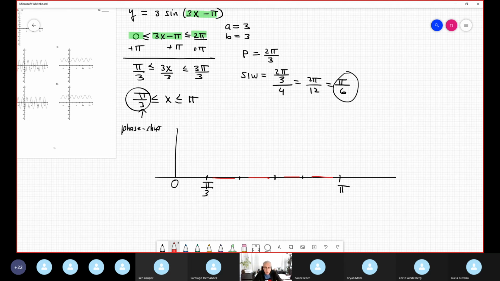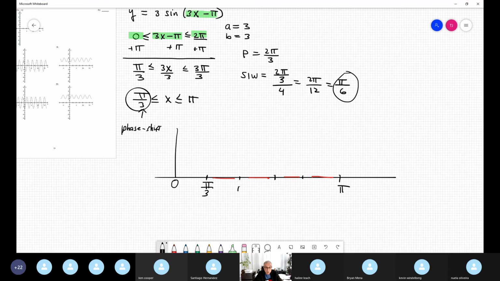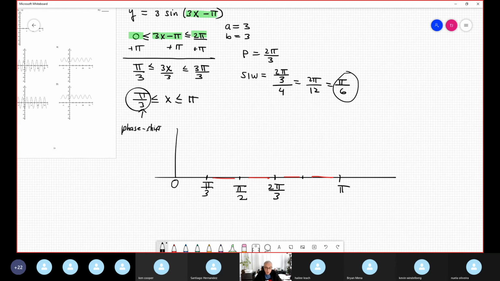Now how do you find the points? Adding pi over 6: pi over 2, 2 pi over 3, 5 pi over 6, and finally pi. And the amplitude is 3. We start here at 0, then positive maximum, 0, negative minimum, and 0 again. Our graph looks like that. This is fantastic, yes or no?